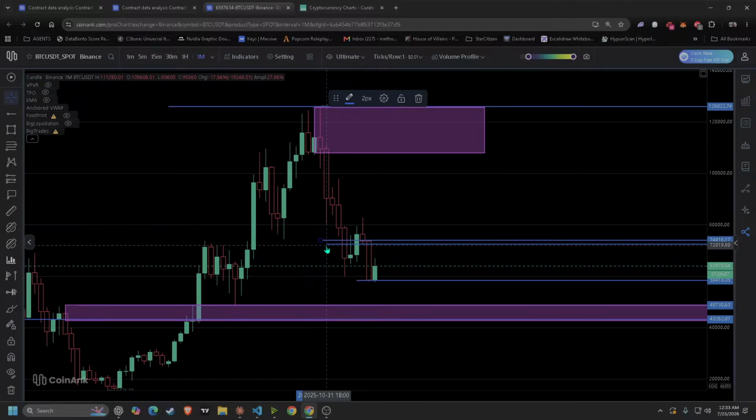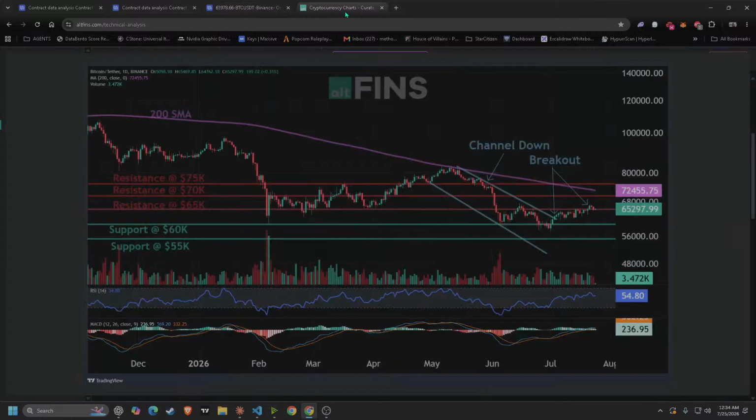I'm gonna look at a reaction at these two levels here. That's interesting. So we'll see which way it goes. Now let's see what the analysis here is. It shows resistance at 75, at 50, at 65, support at 60, support at 55.